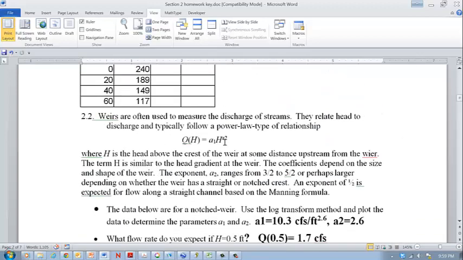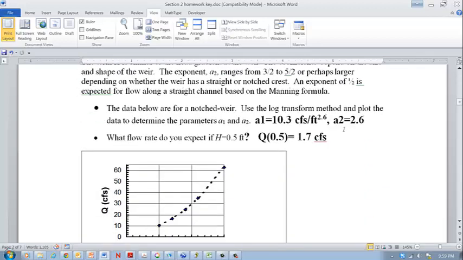So we know that it's a power function, it's given, and so you know from class and from the videos that you need to do a log transform, and that involves taking the natural log of both Q and H and plotting that up and going through the analysis. When you do that, these are the results that you should get.